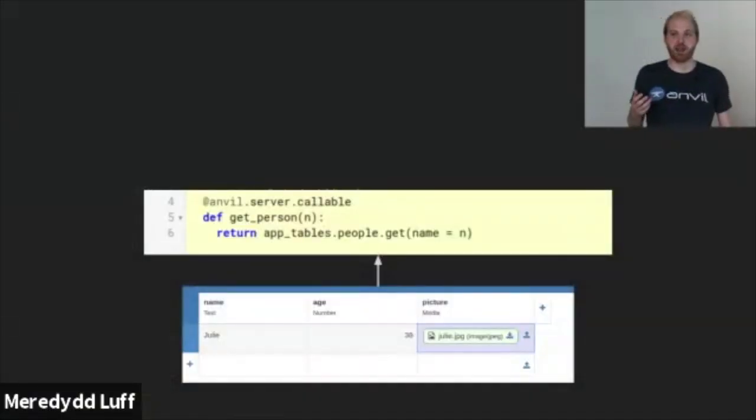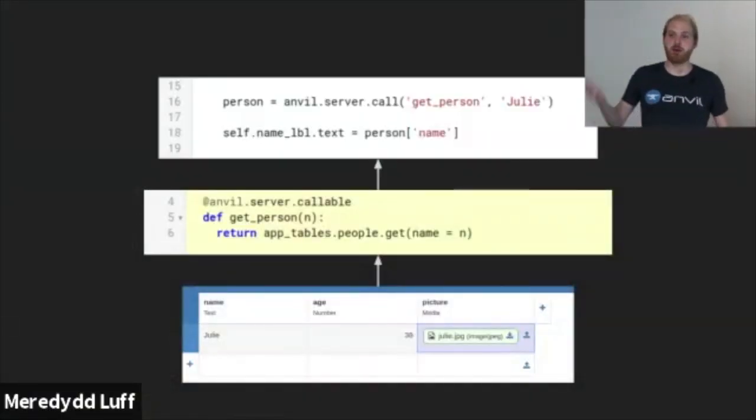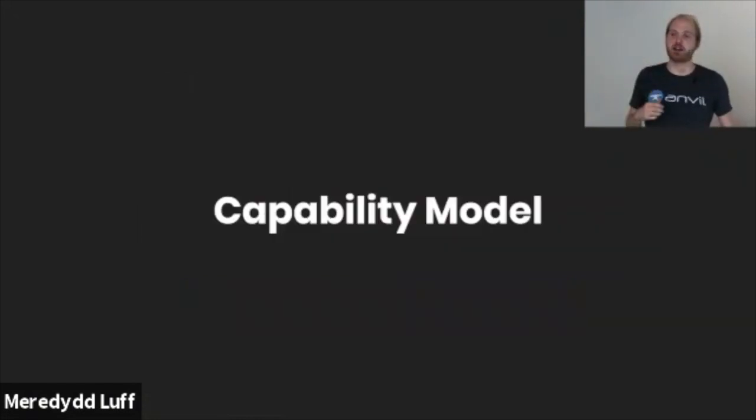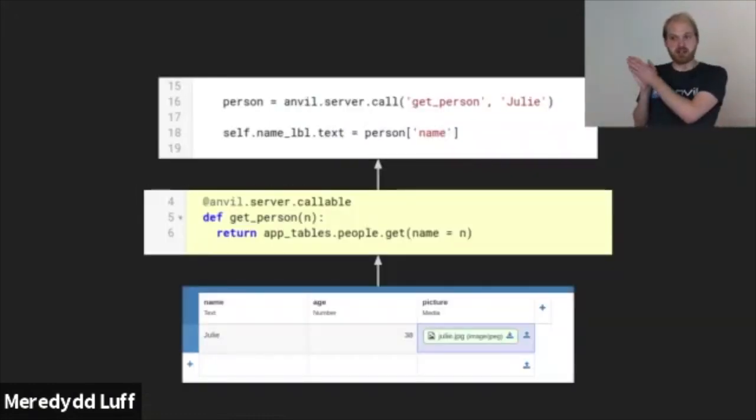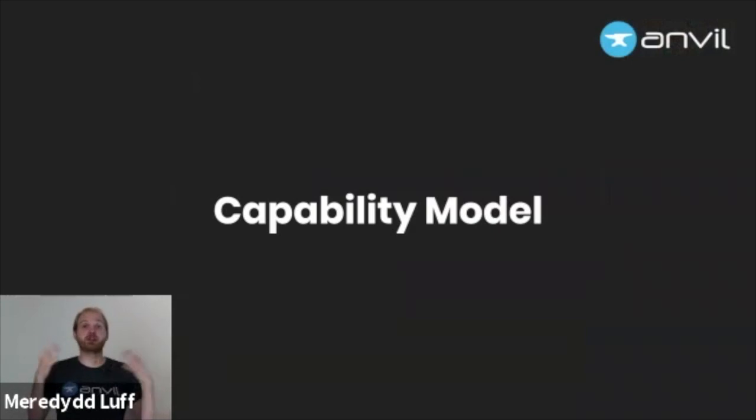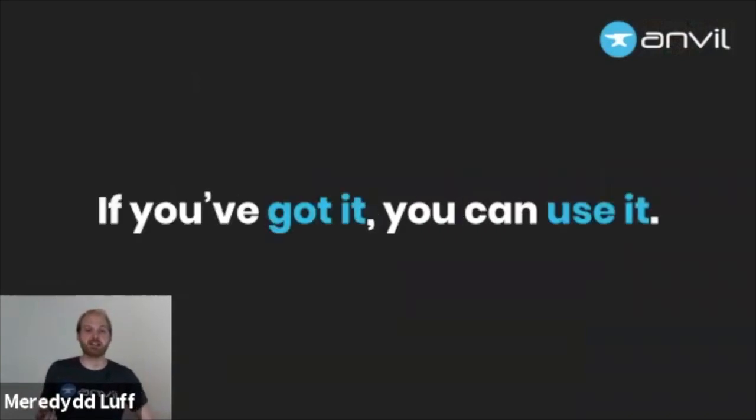Oh, sorry, this is just me showing the hierarchy of how I'm passing a piece of object all the way from the database to the server to the client. But again, to do this safely, the stuff in the white background is untrusted client code. To do this safely, you need some sort of security. And what we've implemented is what's called in computer science a capability model. The less fancy word for it is if you've got it, you can use it.